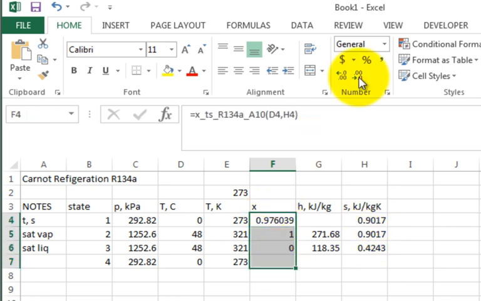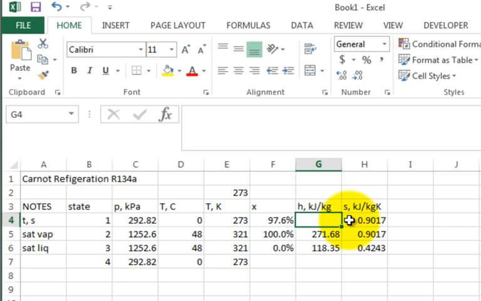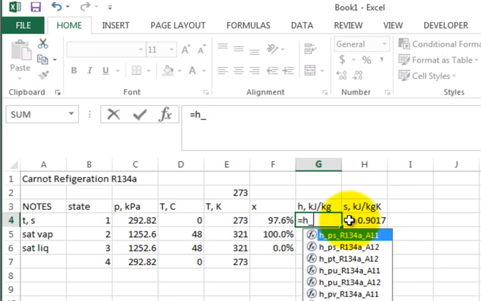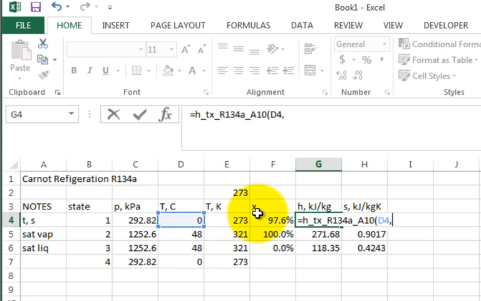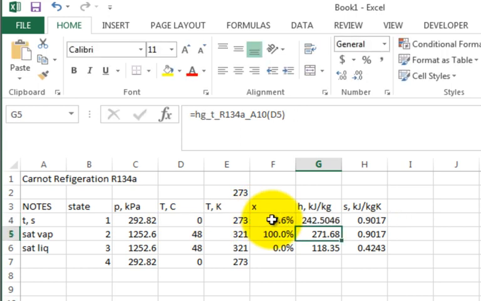If you want to, we can make that a percentage, maybe show more than 1 decimal. So it's 97.6%. And then I get the enthalpy as a function of temperature and quality for the refrigerant. And there's my temperature, and that's quality. I think that's the way you would do it by hand. Isn't that the sequence of steps?